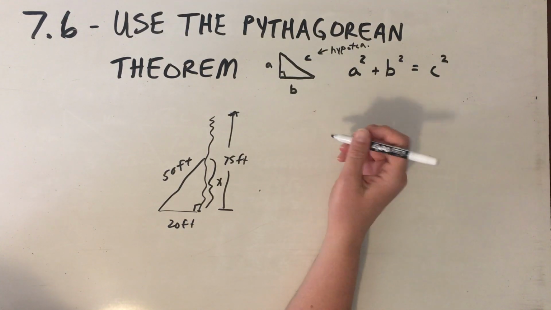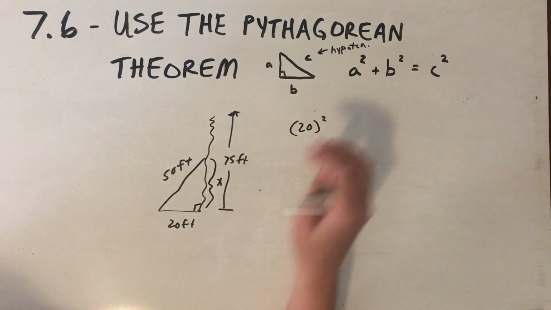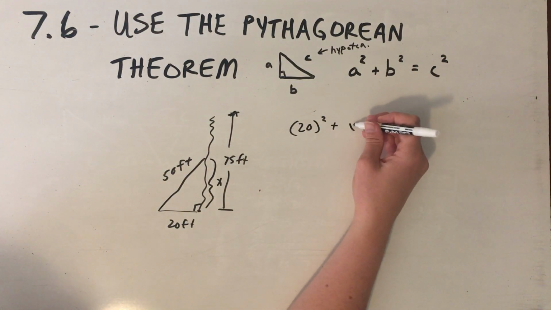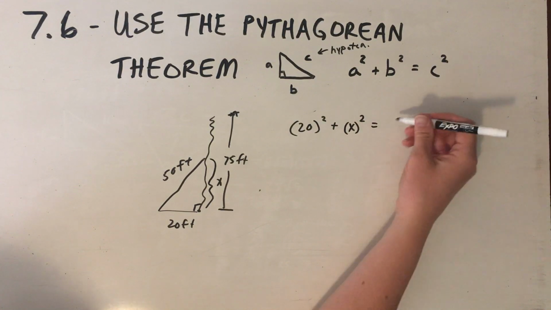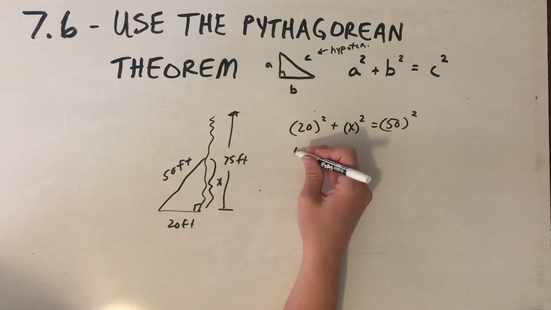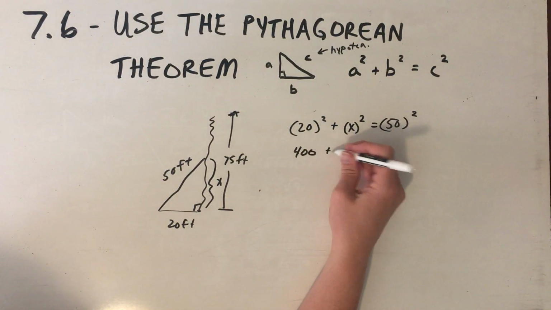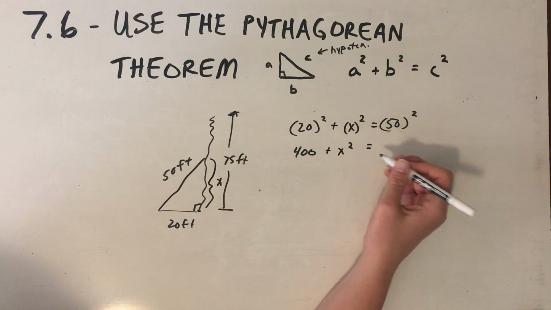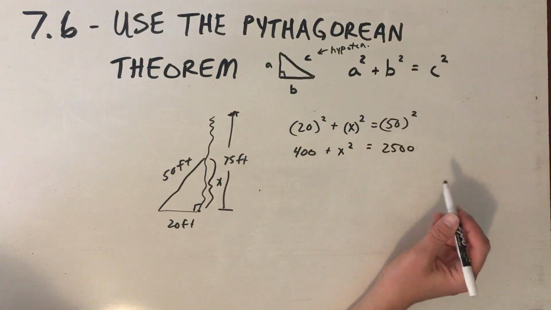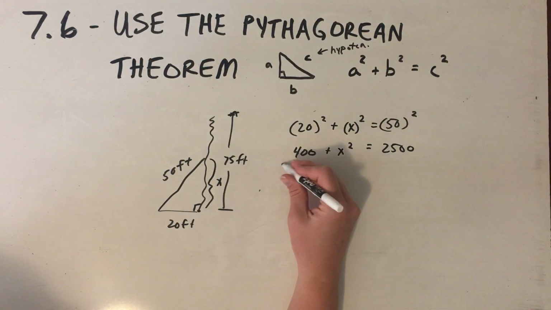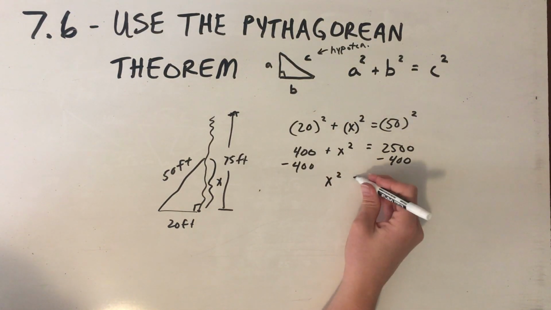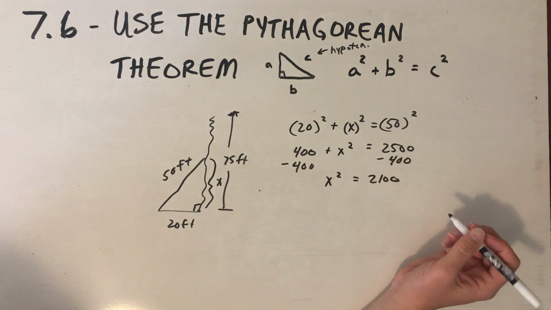So with that, we're going to say A squared, we'll just do 20. And this would be A, this would be B, and this would be C. Plus X squared is going to be equal to 50 squared. So 20 squared is going to be 400, plus X squared is going to be equal to 2500. 50 times 50, or 5 times 5 is 25 with 2 zeros, so I'm going to subtract the 400. And we will get that X squared is equal to 2100.